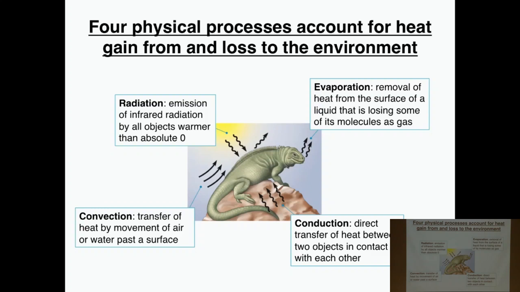There's convection. So that's the transfer of heat by movement of air or water past a surface. We have evaporation. That is explicitly the removal of heat from the surface of a liquid that's losing some of its molecules as gas. And then we have conduction, which is the direct transfer of heat between 2 objects that are in contact with each other. Okay?